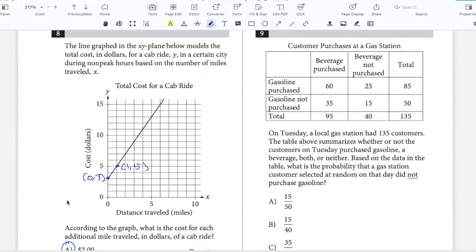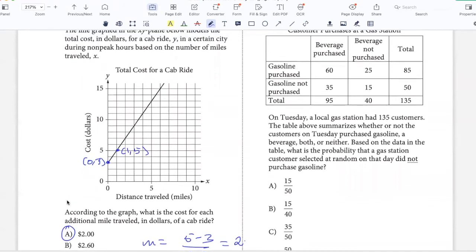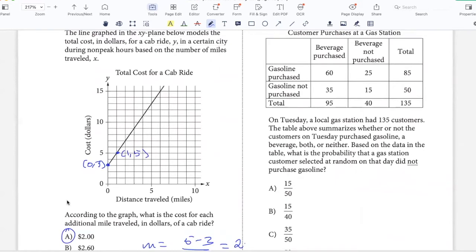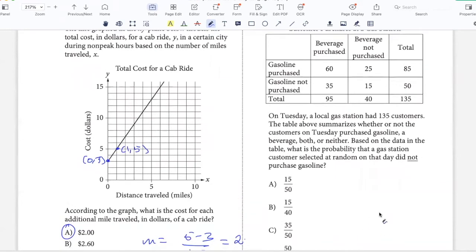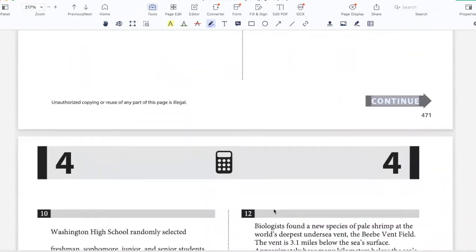Okay, on Tuesday, a local gas station had 135 customers. The table above summarizes whether or not the customers on Tuesday purchased gasoline, a beverage, both, or neither. Based on the data, what is the probability that a gas station customer selected at random on that day did not purchase gasoline? Okay, so we are taking a gas station customer, so the denominator will be 135. Did not, so gasoline not purchased was a total of 50, right? So 50 by 135, which is option D.